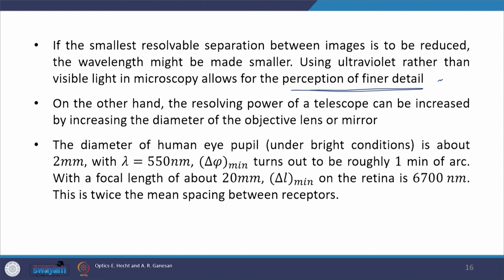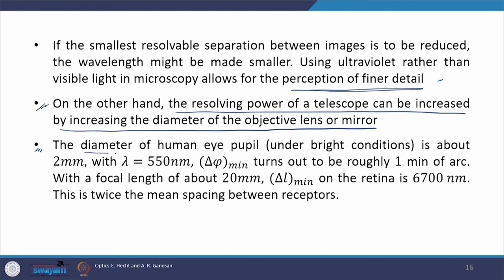Now, on the other hand, the resolving power of a telescope can be increased by increasing the diameter of the objective lens or mirror, because diameter is sitting in the denominator. Now, as an example to have a perception of these parameters, let us talk about our eyes. The diameter of the human eye pupil is about 2 millimeter under bright conditions. And suppose we are using green light, which is lambda equal to 550 nanometer, delta phi min turns out to be roughly 1 minute of an arc.